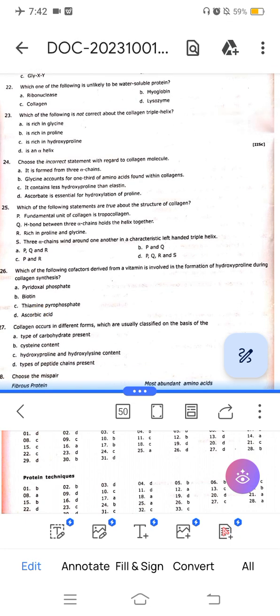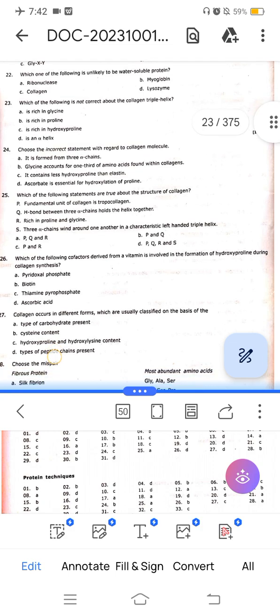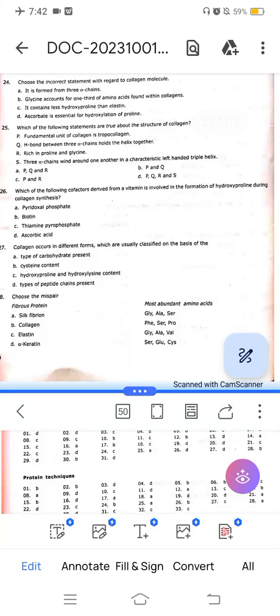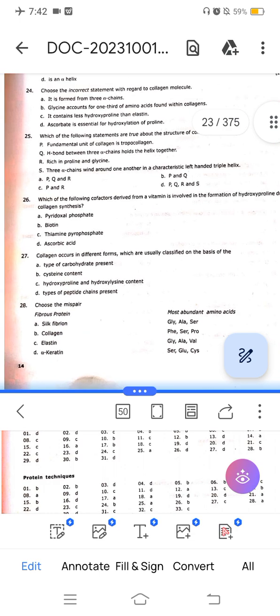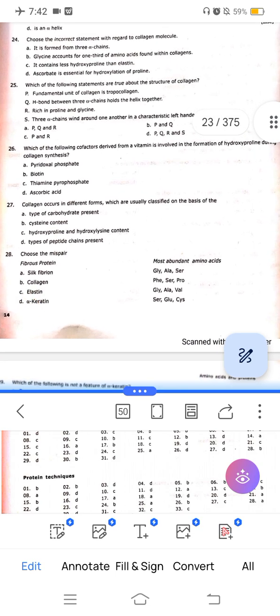And which one of the following cofactors derived from a vitamin is involved in the formation of hydroxyproline during collagen synthesis? 26. Correct answer is D. That means ascorbic acid. When collagen occurs in different forms, which is usually classified on the basis of the types of peptide chains present, then choose the mispair. 27.